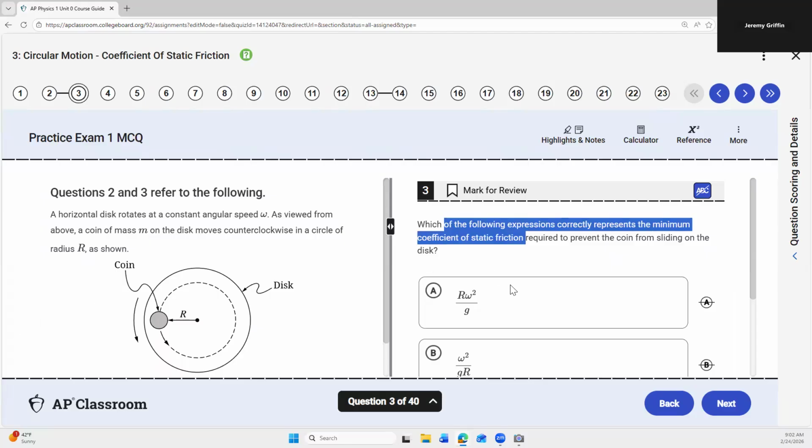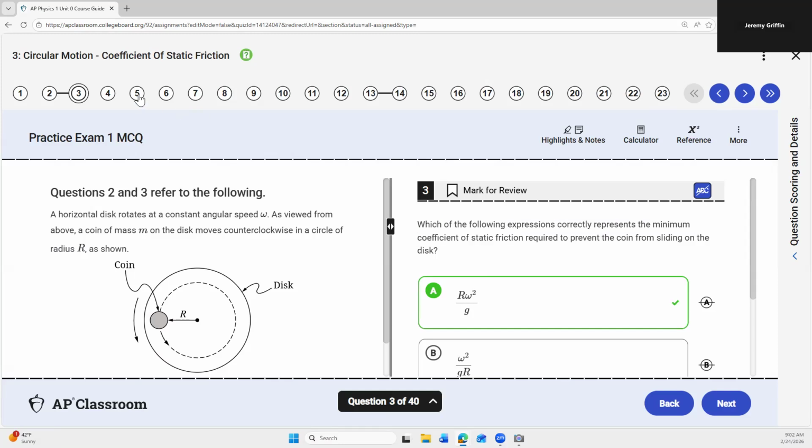All right. Let's see if that's what we're looking for. Here's omega squared r over g. That looks like option A. Think it's A? Yeah, it's A. There you go.